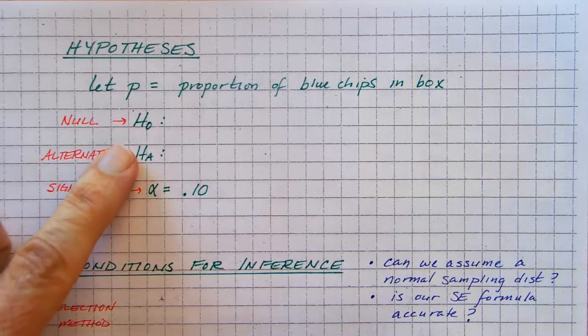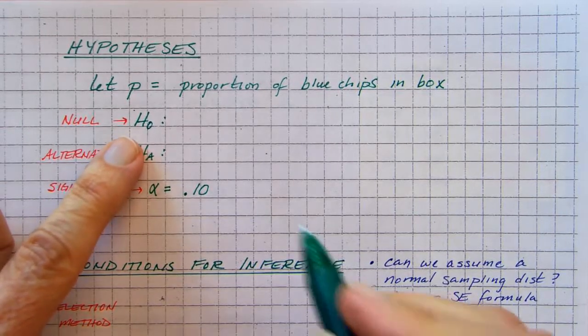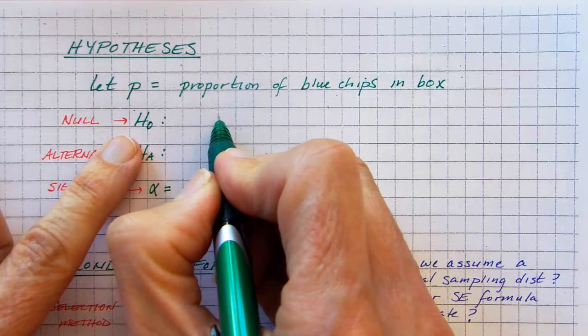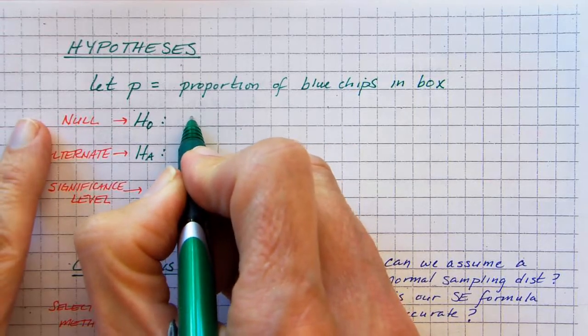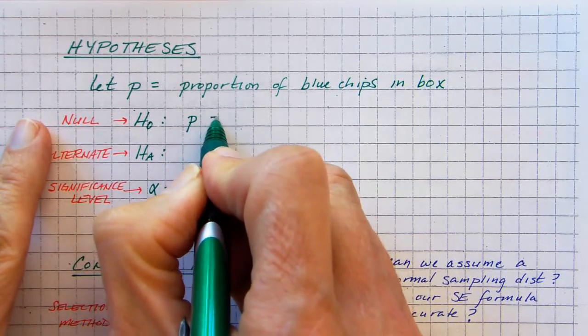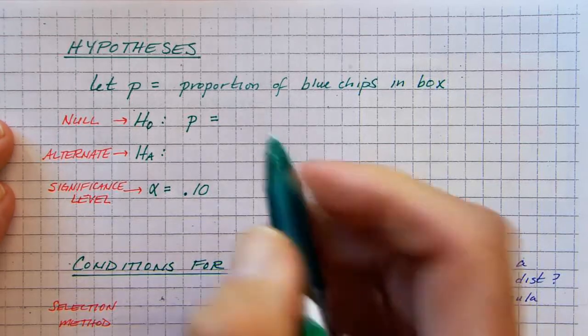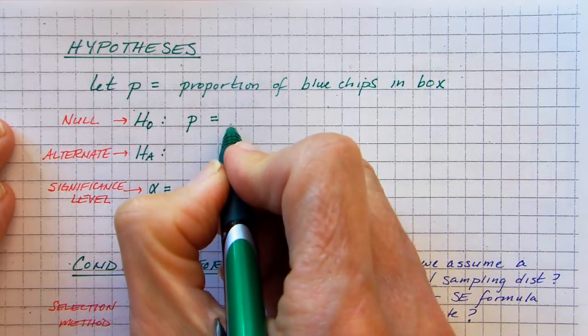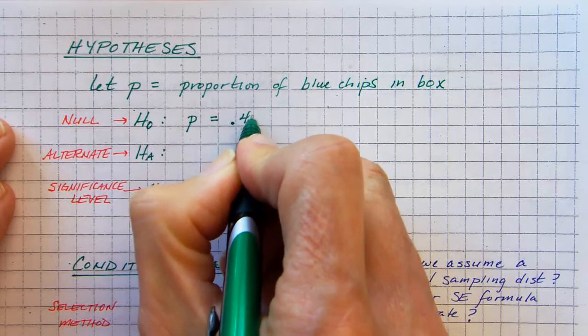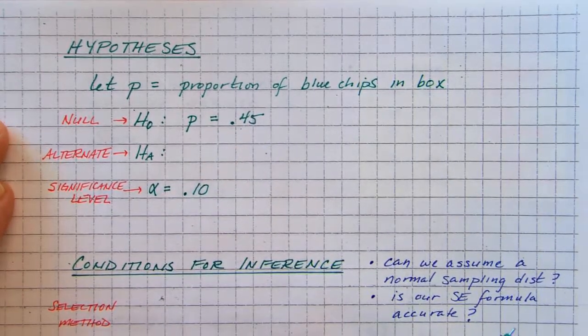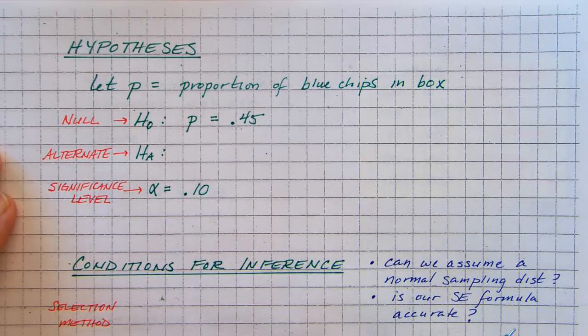The null hypothesis, which we call H0, is always going to be a statement of equality, that a claim is being made that the proportion of blue chips in the box is equal to a certain number. And in this case, it would be the initial claim by Mr. O'Reilly that 45% of the chips in the box are blue. And so that's what we call the null hypothesis.